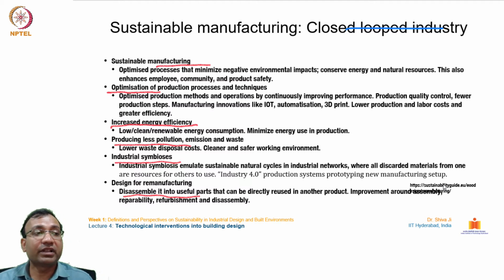The last point over here is design for remanufacturing. So disassembling into useful parts so that they can be directly reused in another product. Improvement around its assembly, repairability, refurbishment, disassembly. These points we have discussed in the 3R chapter.